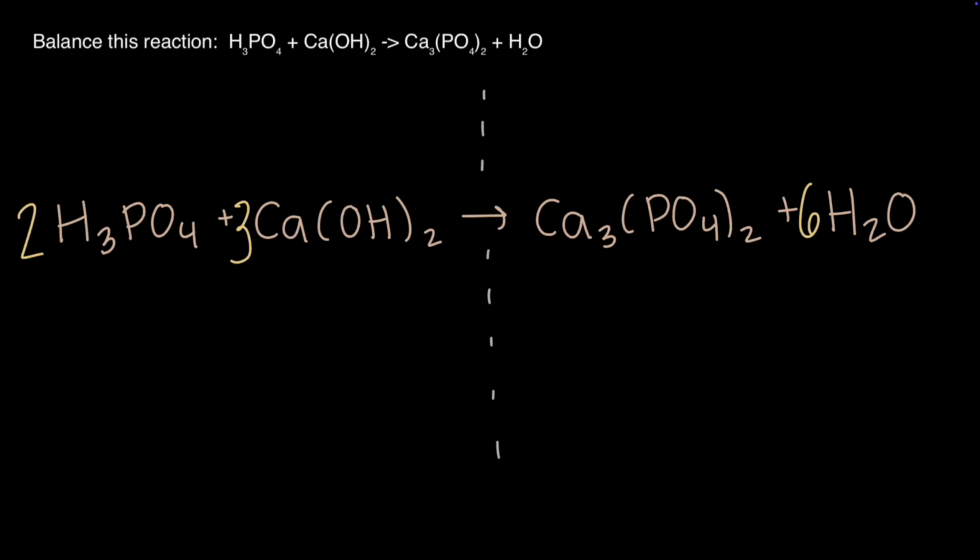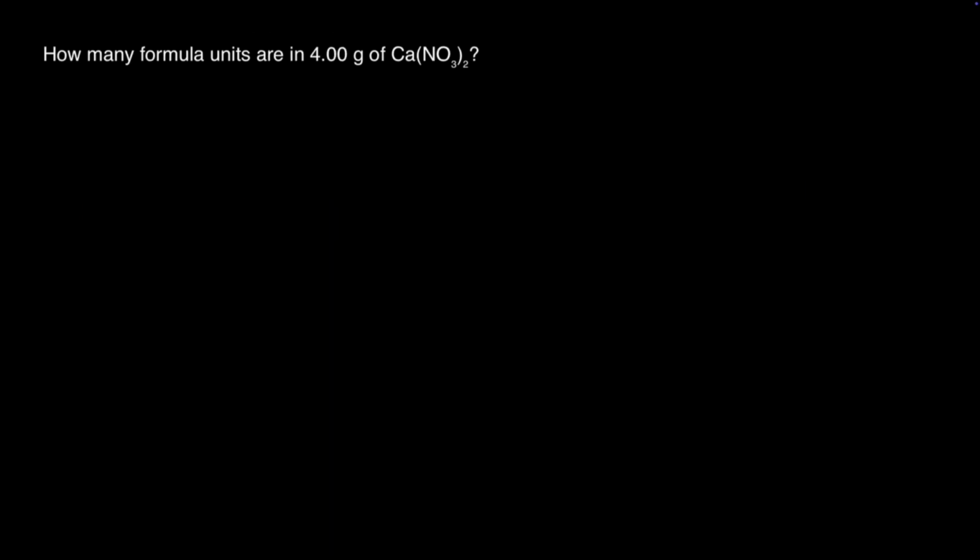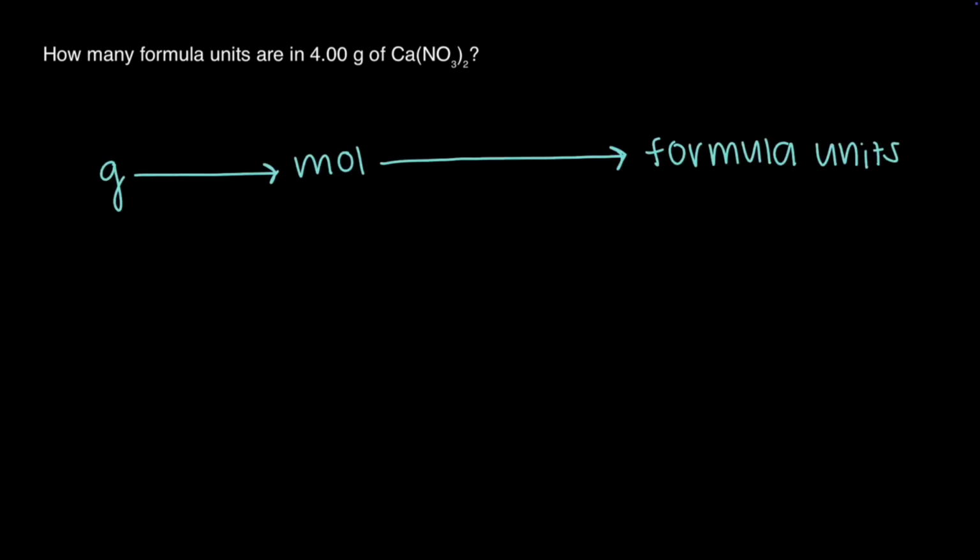The equation is balanced. How many formula units are in 4 grams of CaNO₃? Moles is the middle ground for conversion, so in our unit map, we can first convert from grams of calcium nitrate to moles of calcium nitrate to formula units of calcium nitrate. To convert from grams to moles, we'll use the molar mass for calcium nitrate.